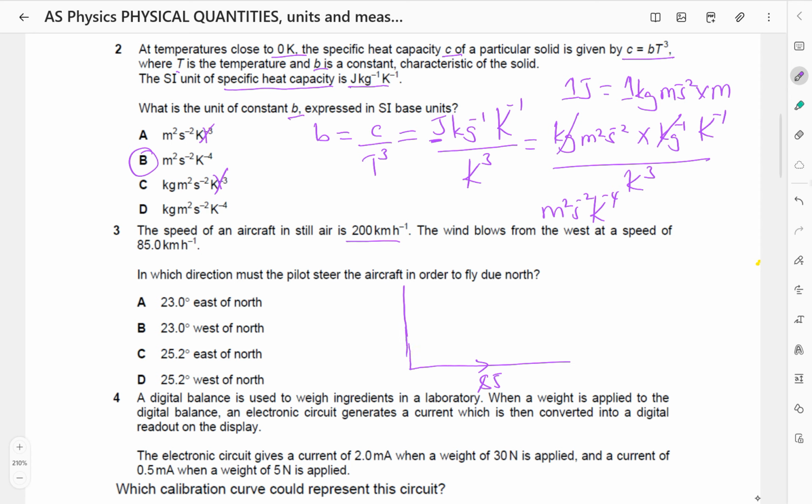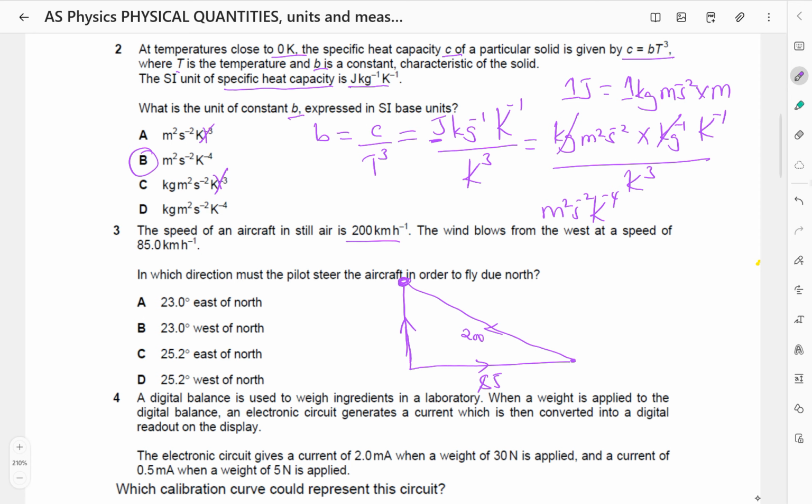If the resultant is to be due north, then this pilot must steer the aircraft at an angle. Let's say the aircraft is coming from this side. So the aircraft must be steered at an angle. The speed of the aircraft is 200 kilometers per hour. So in which direction must the pilot steer the aircraft in order to fly due north? Because the pilot is aiming at going due north, the aircraft must be at an angle.